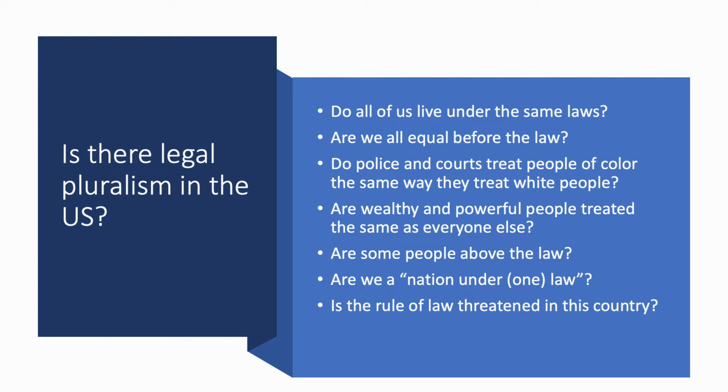But what about another type of legal pluralism? Do we all live under the same laws? Are we all equal before the law? If police and courts are treating people of color differently than they treat white people, if the wealthy and powerful are treated better than the rest of us, so that they can even escape legal consequences, are some people above the law? And if that is true, then are we a nation under one legal system, or do we have one set of rules for most of us and a separate set of rules for those who are very wealthy and powerful? And I would even pose a larger question: is the rule of law itself being threatened in this country?